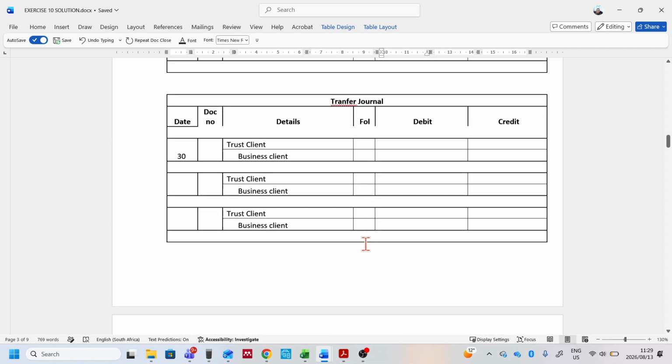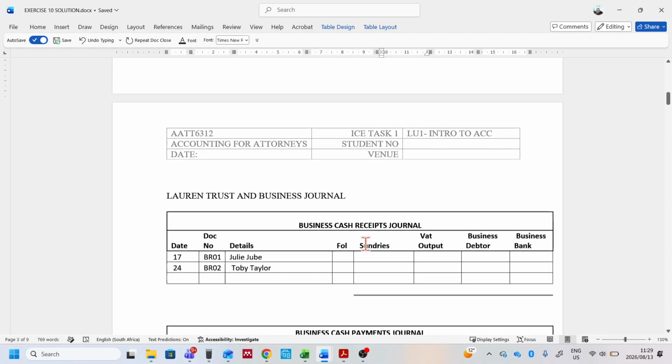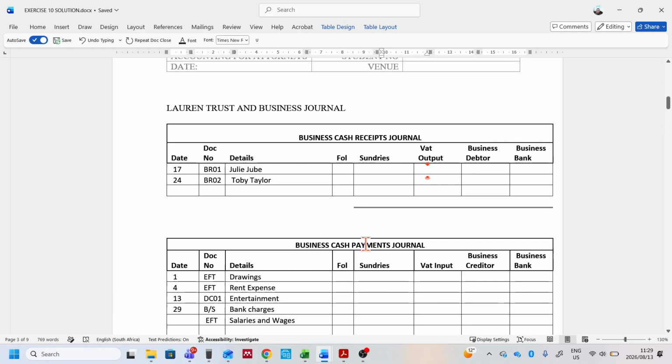So let's quickly record all these transactions. We've already covered this in our previous session.